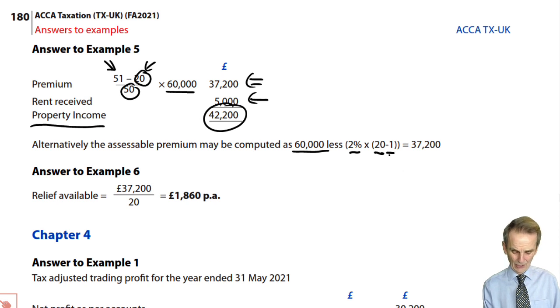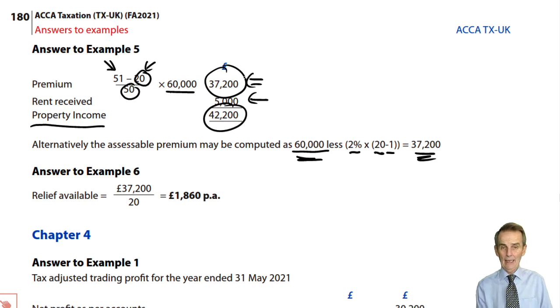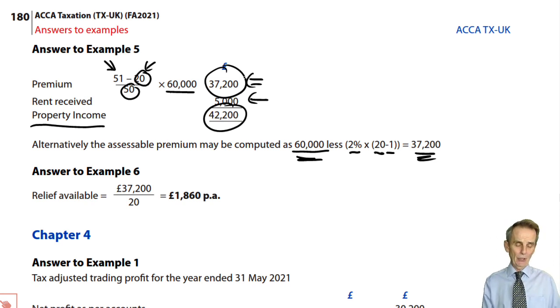Therefore, 2% times 19 would be 38%, a reduction of 38%. So 62% of the 60,000 would be assessable, and that would again give you 37,200 there. Either way is absolutely fine.